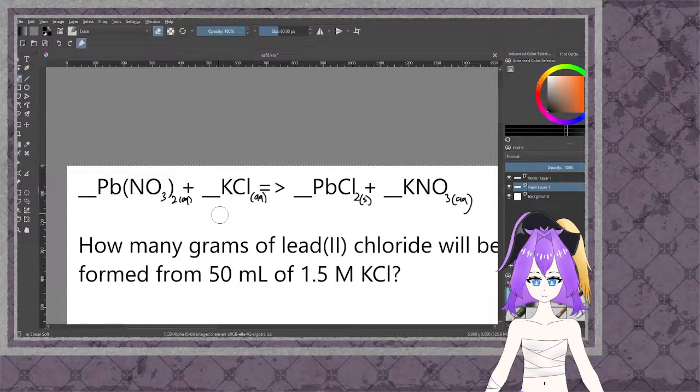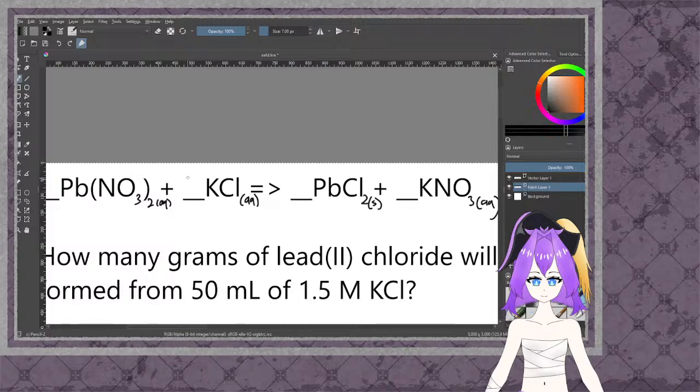Did I write this one? KNO3 led to... Oh, wait. Yeah. So the nitrate here is 3. So 2 chloride to these, and we're good. Okay.